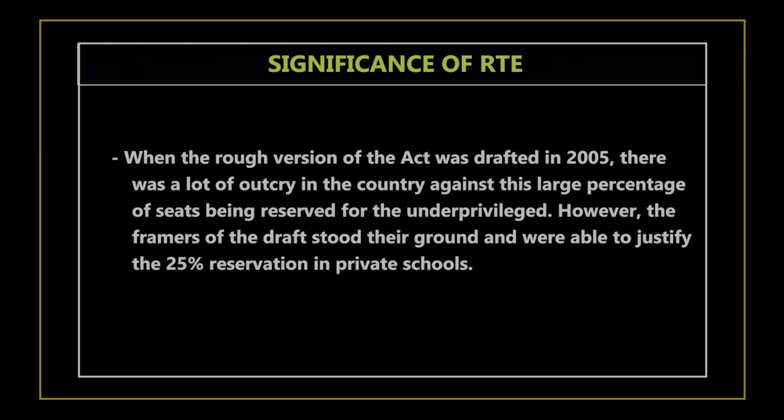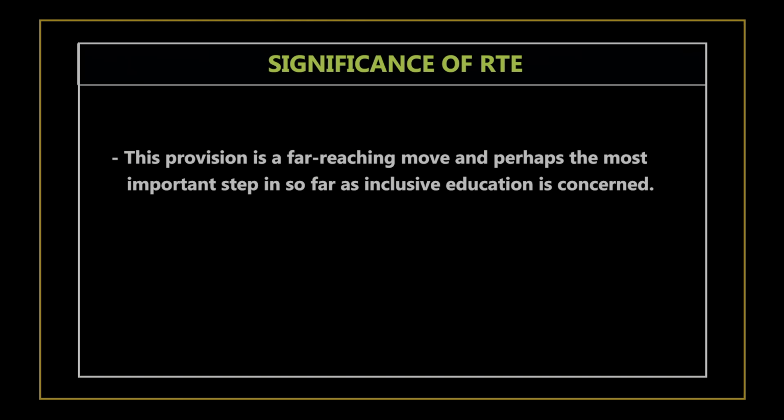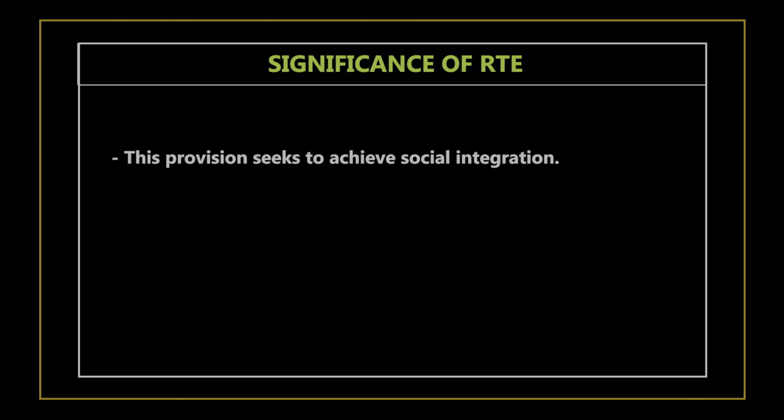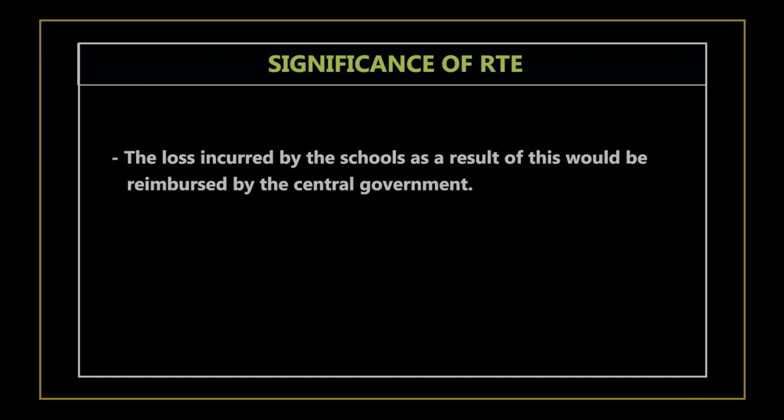When the rough version of the Act was drafted in 2005, there was a lot of outcry in the country against this large percentage of seats being reserved for the underprivileged. However, the framers of the draft stood their ground and were able to justify the 25% reservation in private schools. The provision is a far-reaching move and perhaps the most important step insofar as inclusive education is concerned. This provision seeks to achieve social integration. The loss incurred by the school as a result of this would be reimbursed by the central government.